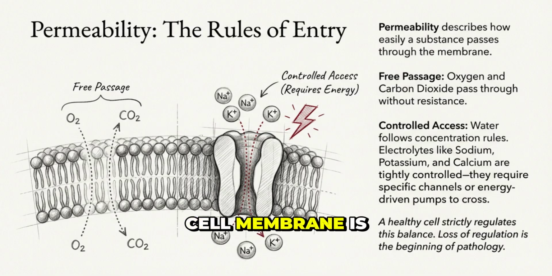The cell membrane is made mostly of fat molecules arranged in a double layer. This structure allows the membrane to be flexible while still holding its shape. Embedded within that layer are proteins that act like doors, channels, and pumps. Together, these parts control movement across the membrane.